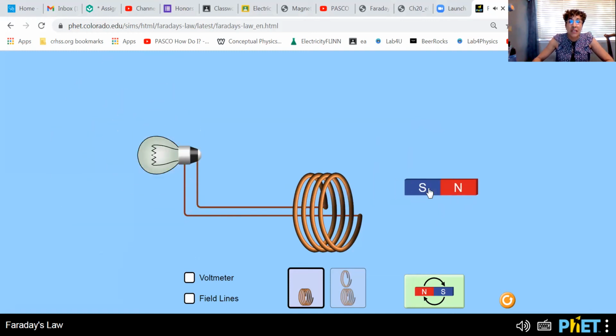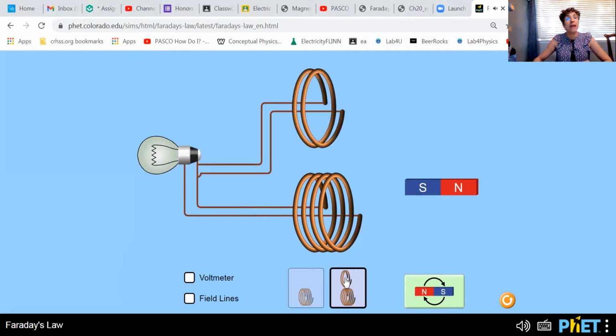This is 4 coils, and up here I'm going to have 2 coils. I want to know if you can tell the difference between 2 coils versus 4 coils. Oh, it looks a lot brighter. The 2 coils turns on, but 4 is a lot brighter.